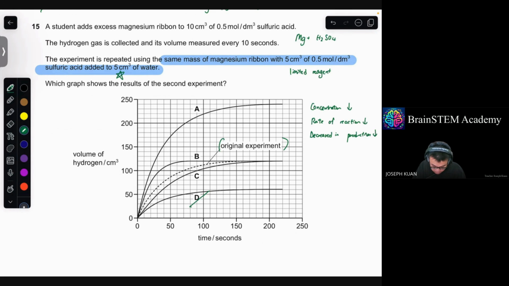Okay, this graph is characterized by less volume of gas produced. The total volume of gas produced is less. And also the decreased rate, which means the graph will be lower than the original.